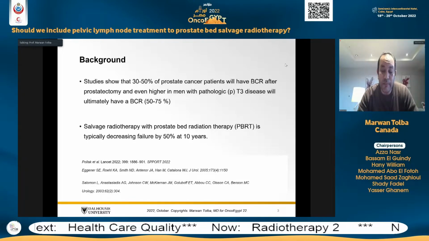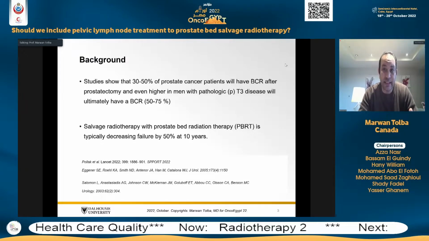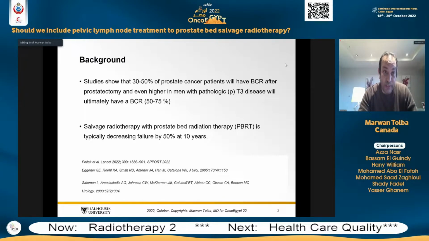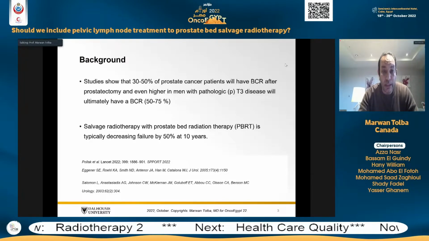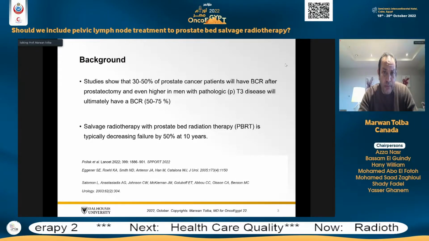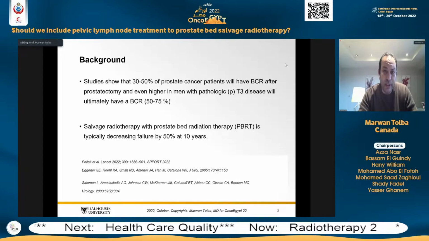However, with higher risk disease, like T3 disease or higher Gleason score, we might have a biochemical recurrence in up to 75% of cases, and this is according to the literature and meta-analyses. So salvage radiotherapy with prostate bed radiation typically decreases the failure by about 50% at 10 years.